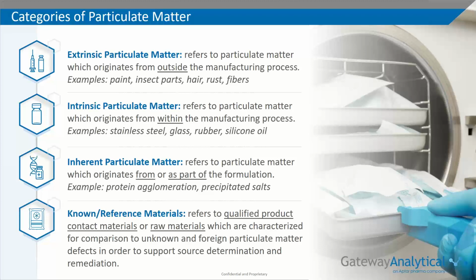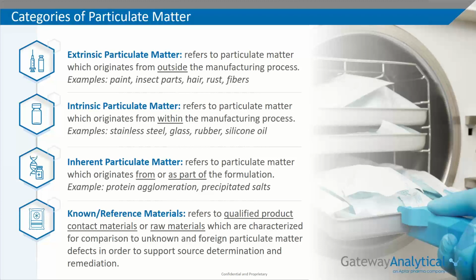And then you have inherent particulate matter, and these are things that are part of your product or formulation, such as protein agglomerations or precipitated salts and other types of chemical reactions that occur within your product. And again, these are types of things that need to be characterized, classified, so that we can trend them over time. And we need an efficient way to be able to do those trending.